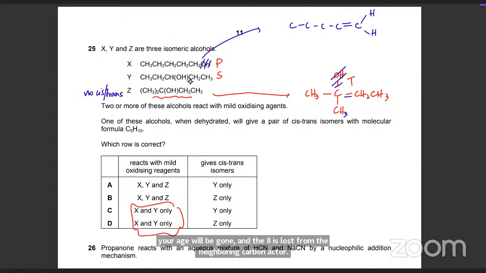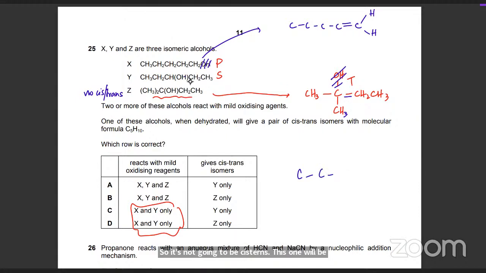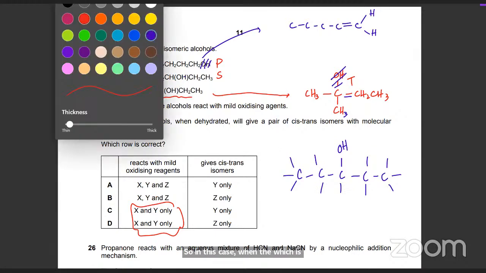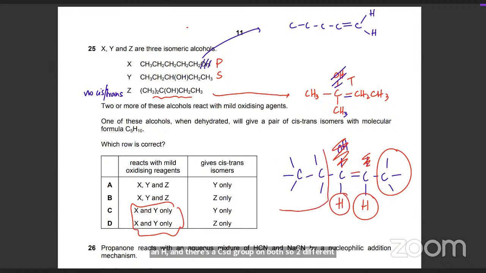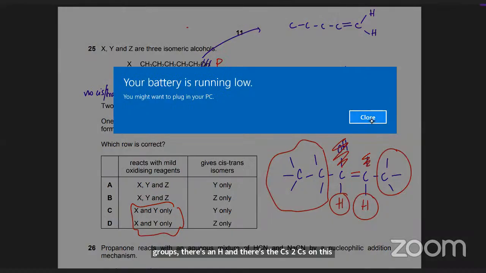This one will be Y. If I draw Y, it's this thing. It's C, with another C, and 2 C's on this side, and there's an OH right in the middle. And these are all your H. So in this case, when the OH is lost, the H is lost from the neighboring carbon and you'll get a double bond. And that will be cis trans because there's an H and a CH3 group on both. So two different groups. There's an H and there's the CH2, CH3 on this side. So it will form cis trans in this case.